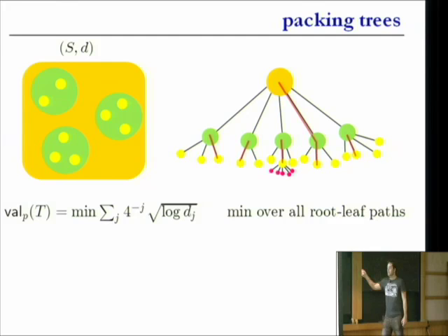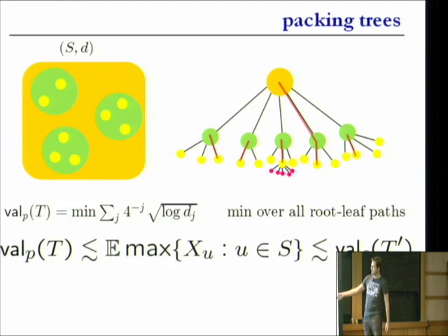And I argue it's not that hard to show that this holds as well. So this is what we argued in the last slide. The expected maximum is bounded by the value of any cover tree. I claim that the expected maximum is also lower bounded by the value of any packing tree. Okay. So now we have upper bounds and lower bounds.